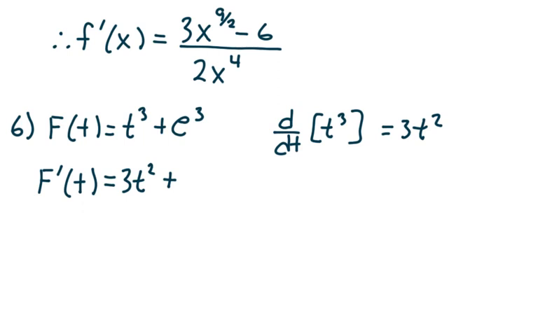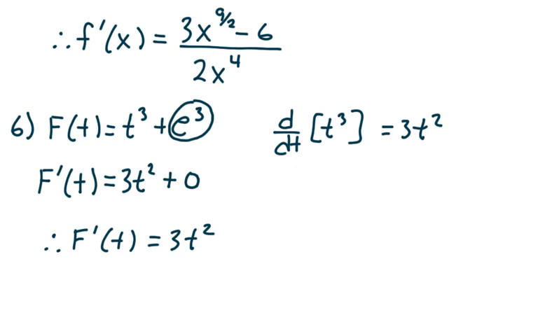Now, we have to be careful because e to the 3rd is a constant. And the derivative of any constant with respect to t is 0. So we get a 0 here. And so, therefore, f prime of t is equal to 3t squared. So that's how we do example 6.